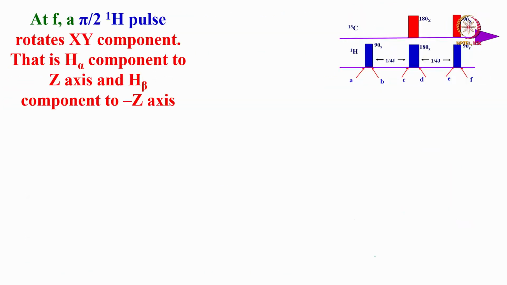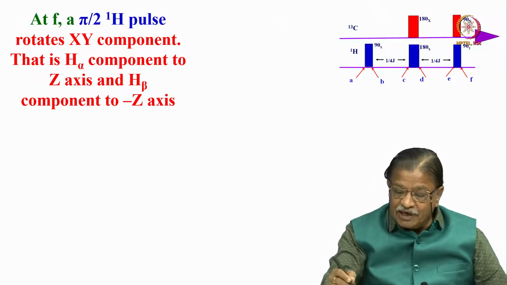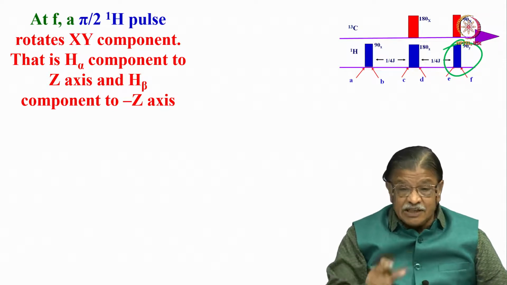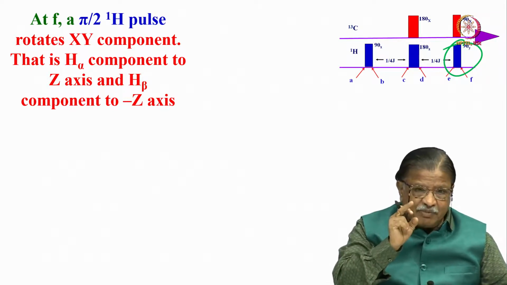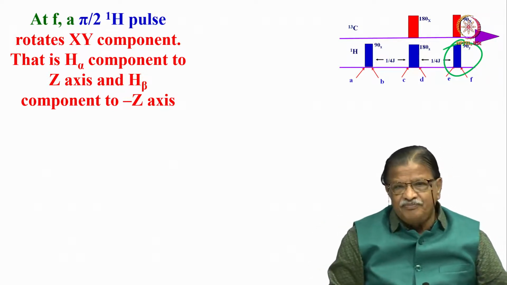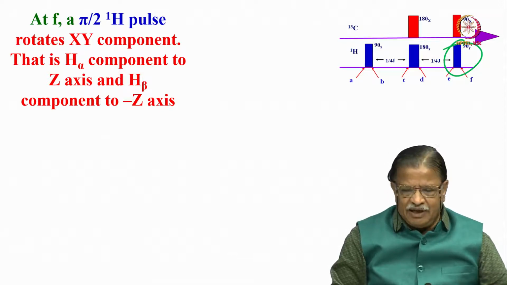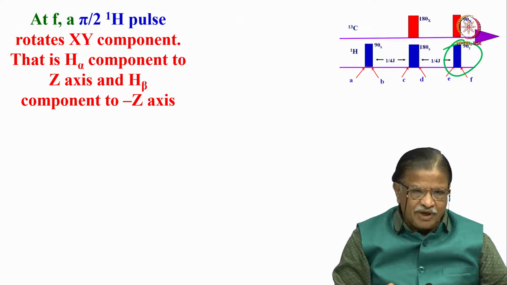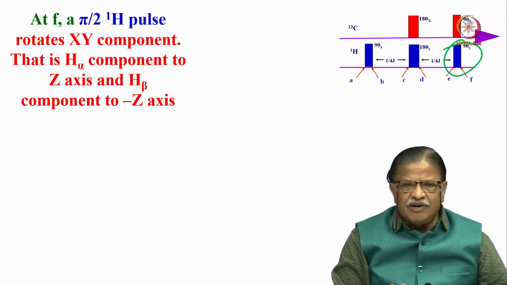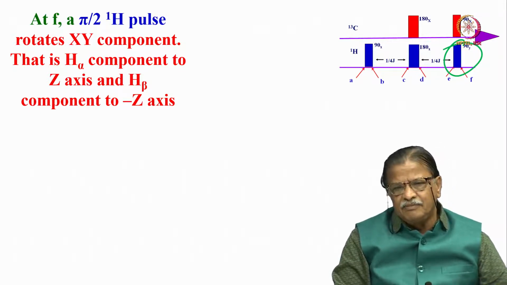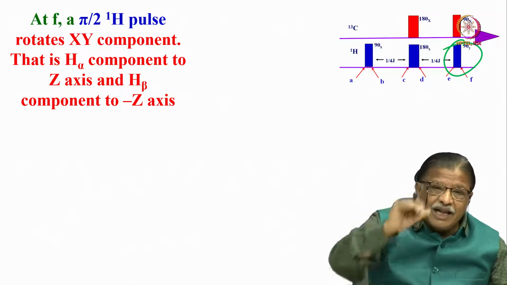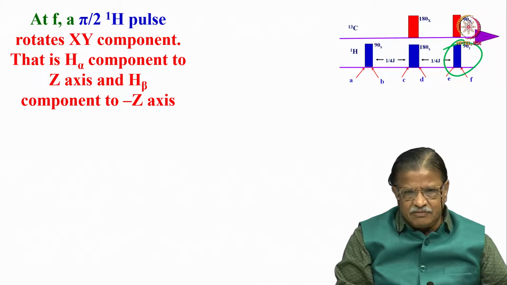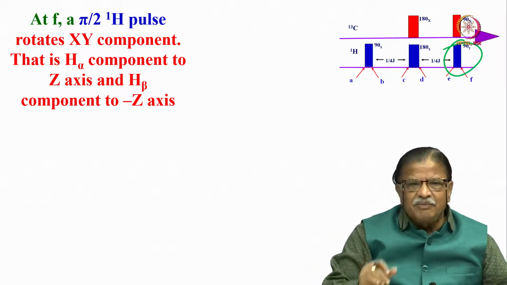Fine. Now what is going to happen? We apply a proton 90 pulse. What is the proton 90 pulse going to do? The magnetization is still in the xy plane. Then it rotates in the xy plane. The H1 pulse rotates the xy component. Now, what will it do to the H alpha component? It will take it back to the z axis. What will it do for the H beta component? It will take it back to the minus z axis.